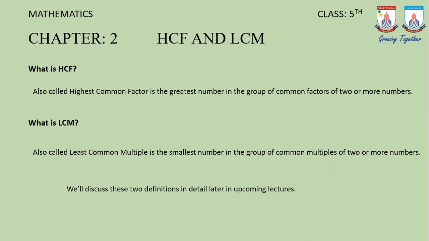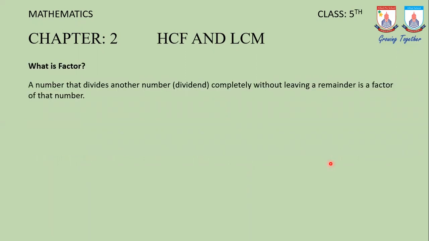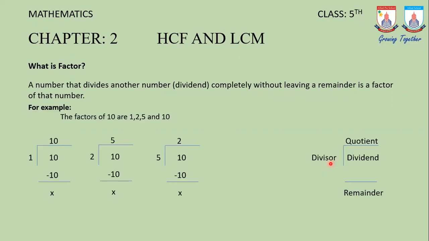In this lecture, we are focused on factors and multiples, and also the divisibility test. Now, what is a factor? A number that divides another number (the dividend) completely without leaving a remainder is a factor of that number. For example, the factors of 10 are 1, 2, 5 and 10.